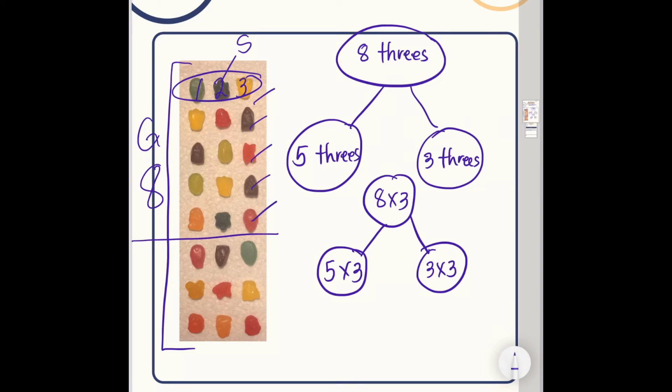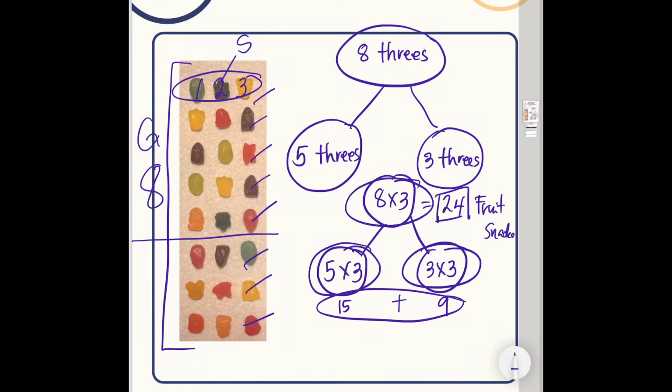Or if you like, you can use our commutative property. You just skip count by 5 instead of 3. You say 5, 10, 15. So the answer here is 15. 3 times 3 is 3, 6, 9. So now that we have our numbers to add, we can say that 8 times 3 is equal to 24. We have 24 fruit snacks.